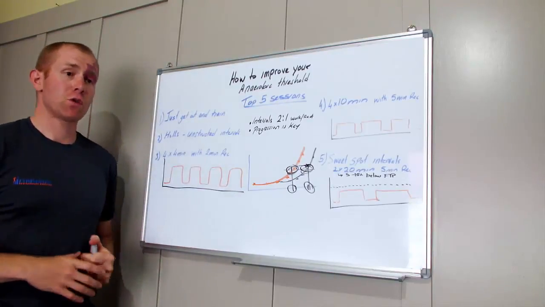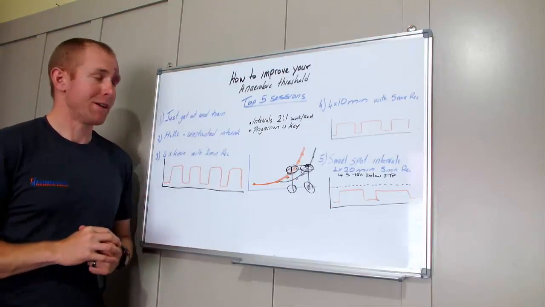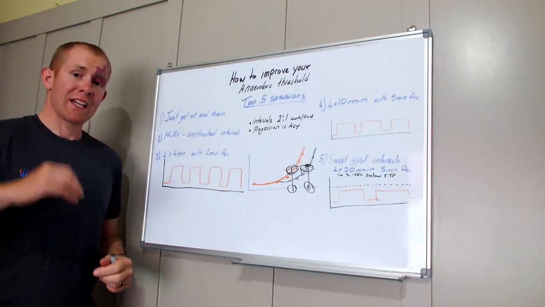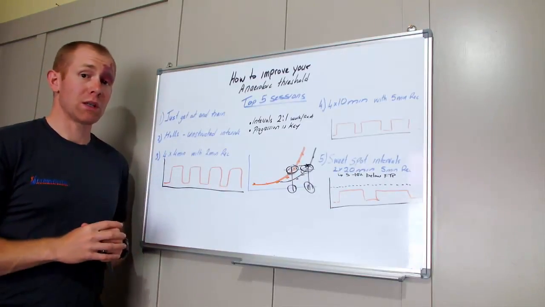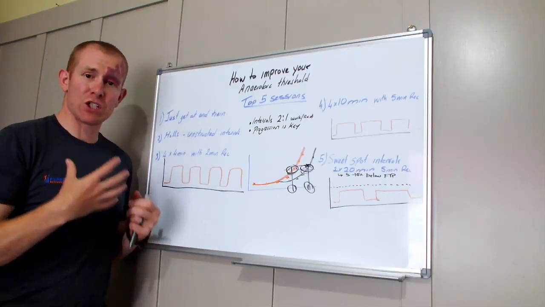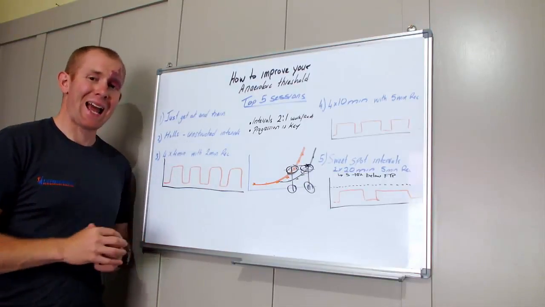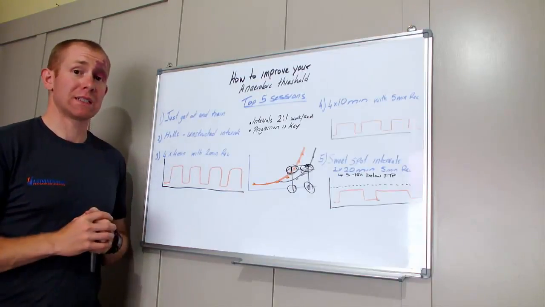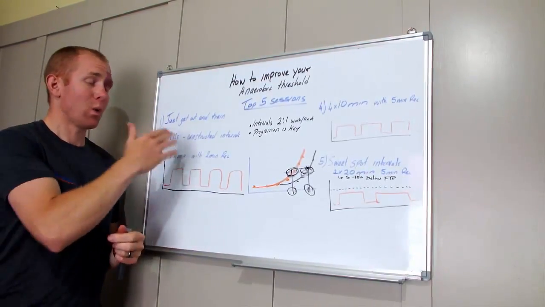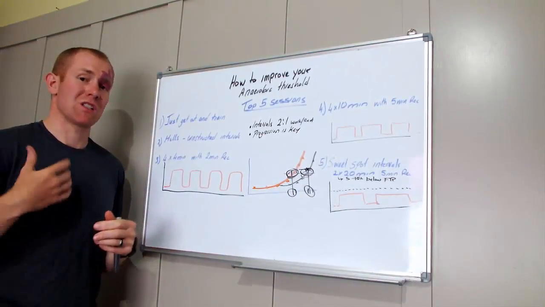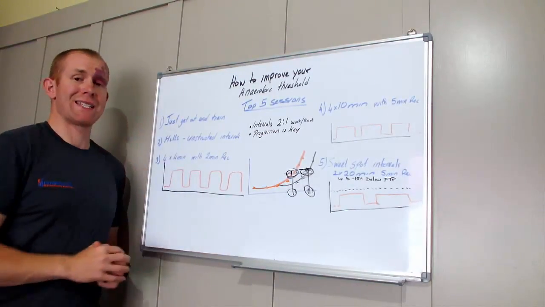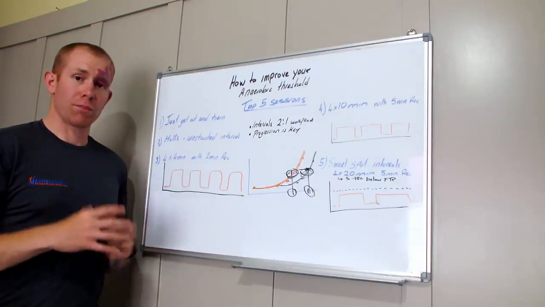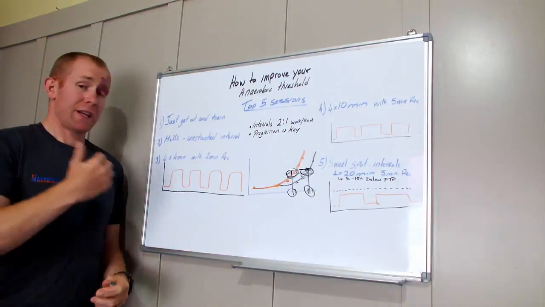Now, the first one I want to give you in my top 5 is just get out and train. If you are new to endurance sport or you're new to training in general, just getting out and training, doesn't really matter what it is, if you're starting from a low level, will improve your anaerobic threshold just naturally. If you've already done some of that, you've got a good base underneath you, then you can start moving on to these other sessions.